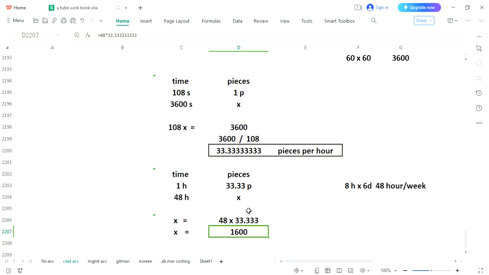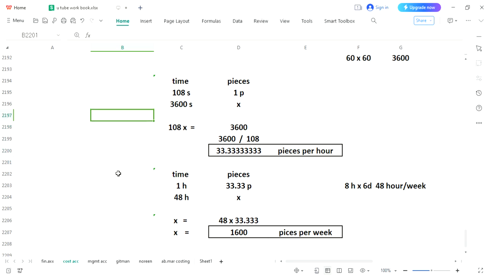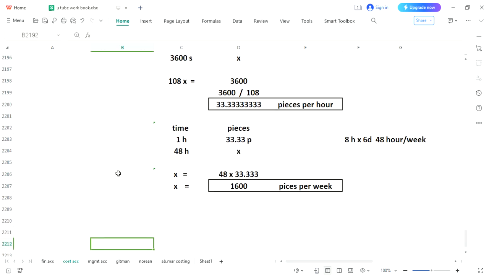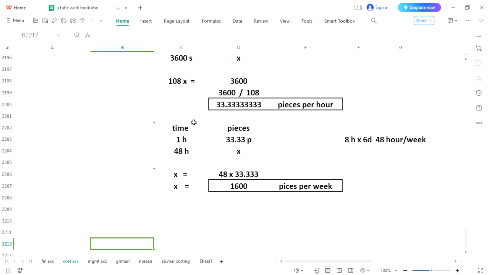So what we have got, come over here again. 33 pieces are made in 1 hour. How many pieces? This was the question. So we have calculated pieces, and next, 48 hours are present in 1 week. So we have calculated pieces per week. 1600 pieces are to be made in 1 week. This is the second standard. We had set it up because it was important. So there are two calculations we have made, and now we will see if there is any other standard which would be put. Standard wage per week 2000 has already been decided, and we need to calculate the piece rate system. So let's start our question.